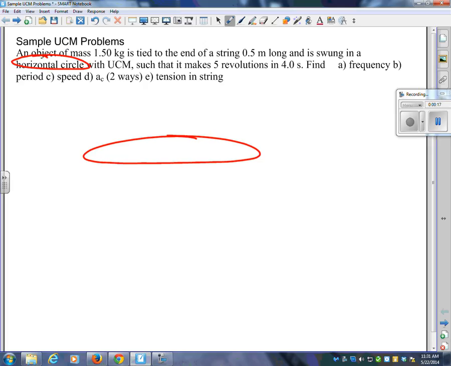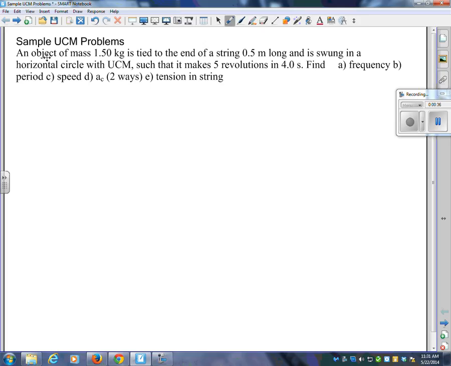Okay. With UCM, UCM just means that it's rotating at a constant speed, such that it makes 5 revolutions in 4 seconds. Find A, the frequency, B, the period, C, the speed, find the centripetal acceleration 2 different ways, and E, the tension in the string.